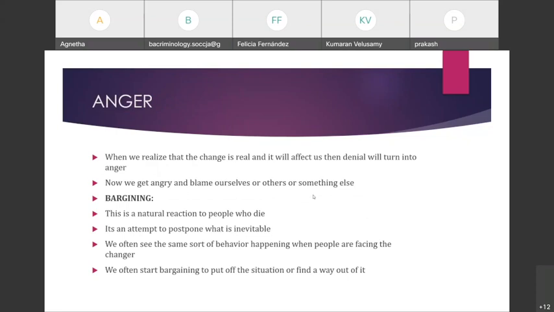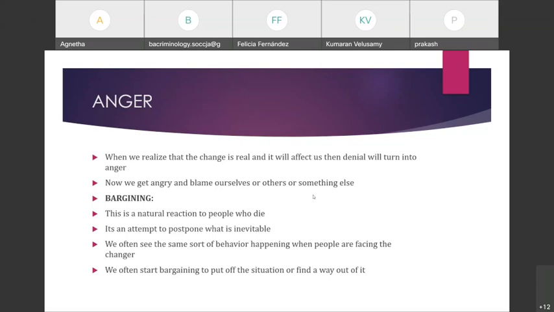Once they realize that what has happened is true, yes, my husband or wife did die, or yes, I am diagnosed with this, then they are going to get angry. Here, they will either get angry with themselves, or they will blame someone else, or they will blame something else. During, let's say, a criminal investigation, someone is murdered, they will start to blame the person who has murdered the individual. If the murderer is not caught, they will take out their anger on the police officer. You are not doing your job. You are not able to catch the person who has killed my, whoever it may be. And they start shouting and screaming at them.